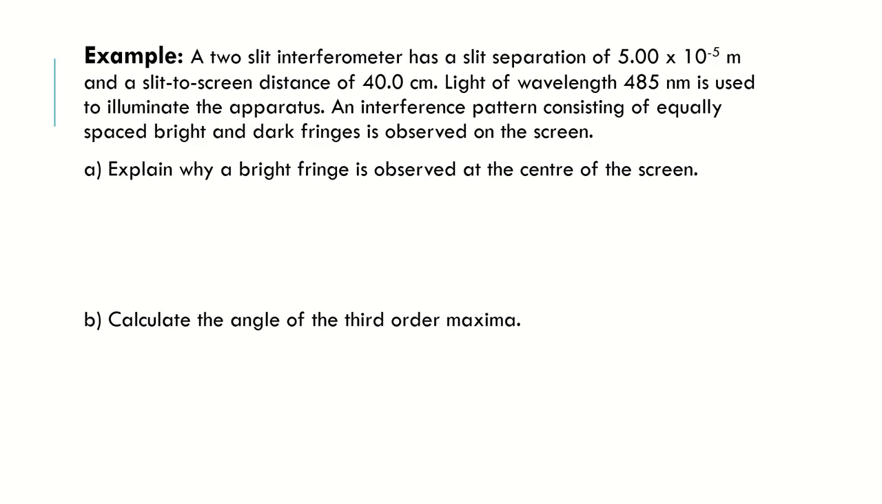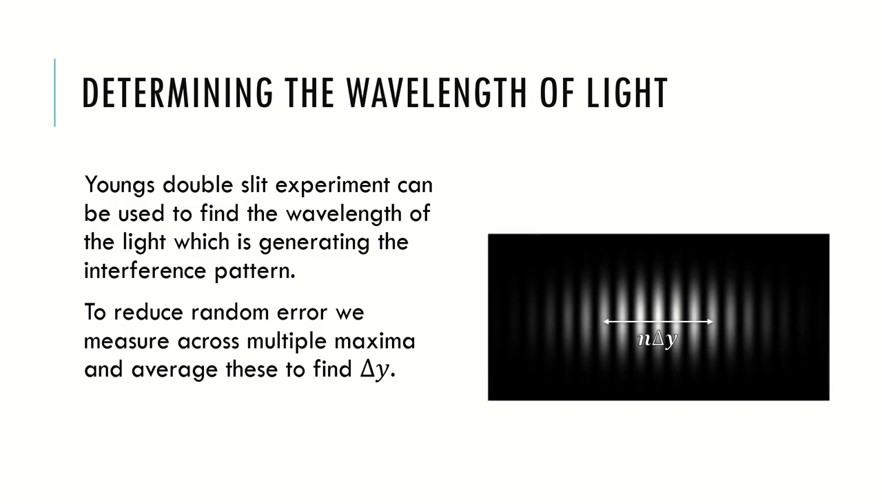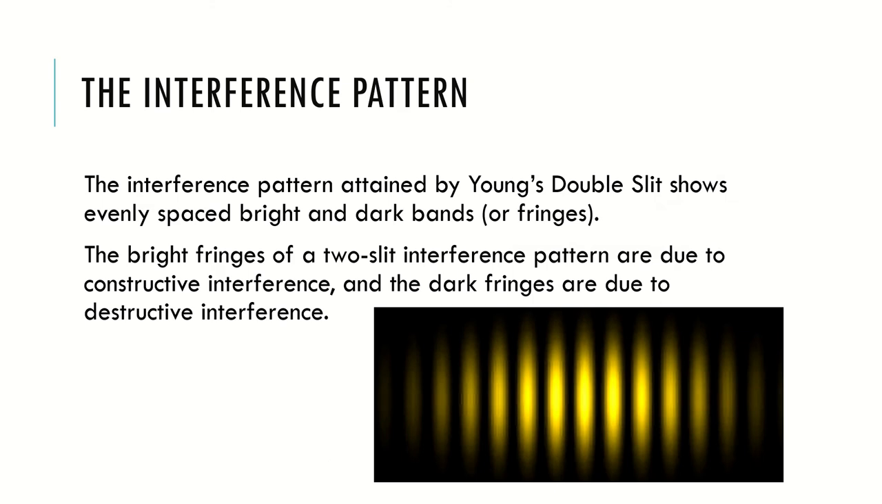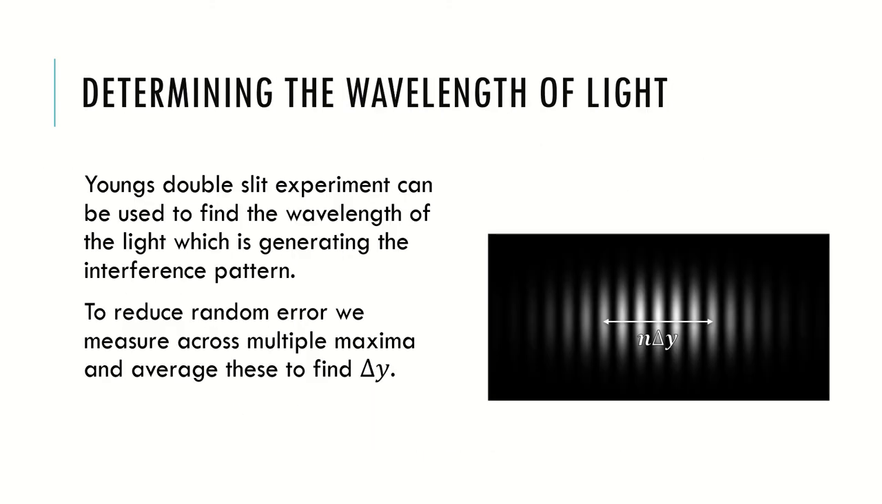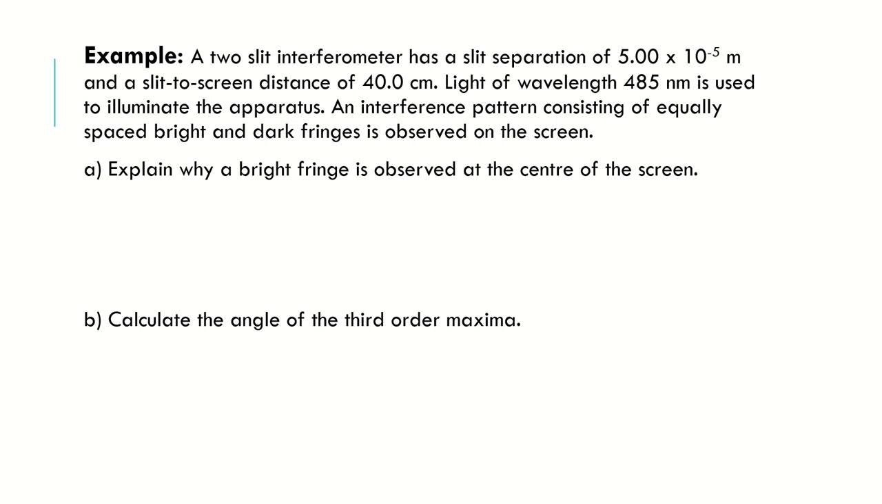So one more example. In our third example, we have a two-slit interference pattern. A two-slit interferometer. That is this. Interferometer is the technical name for this. So we have a two-slit interferometer, which has a slit separation of 5 times 10 to the minus 5 meters. So that's d. A slit to screen distance of 40 centimeters. So that's L. It needs to be in meters. Light has a wavelength of 485 nanometers, so that's times 10 to the minus 9, and is used to illuminate the apparatus.